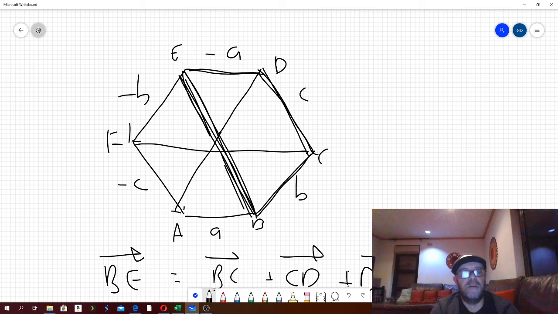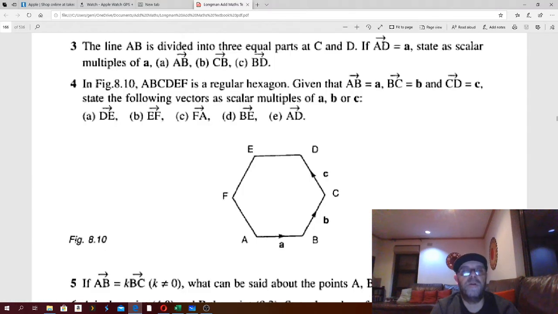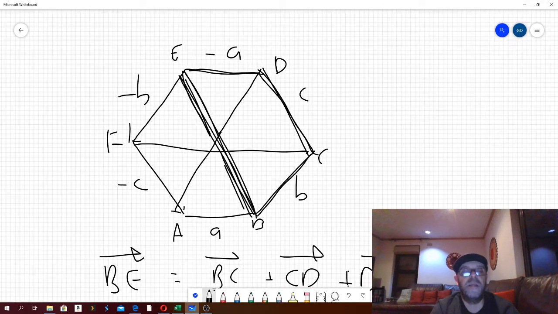Now, let's have a look quickly at the next part of the question, because they also wanted the vector A to D, which goes across the other way. Now A to D from there would be A plus B plus C.